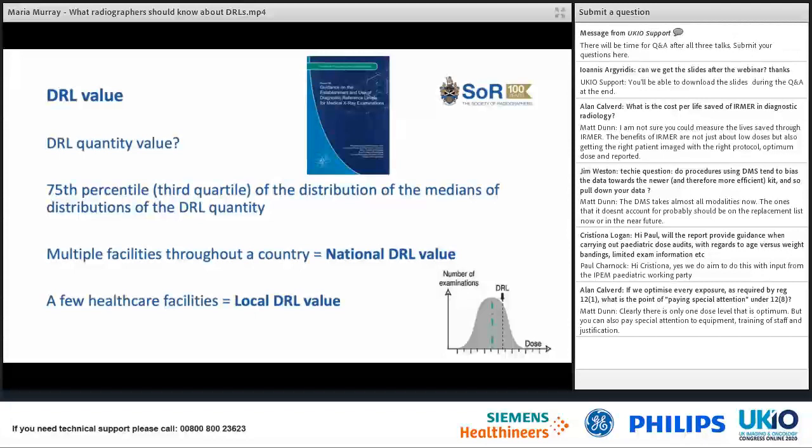So really, when you talk about exposing your patients, you want the dose that you give to generally be below that third quartile, quite simply. But sometimes your exposure might be above that third quartile, and that's okay if there's a particular reason for it. Remember, good optimization is trying to keep the dose down, but still producing a quality image to be able to answer the question. Multiple facilities give you a national DRL, and just a few facilities will give you the local DRL. So perhaps you work in a trust of several hospitals, that'll be your local DRL. And for doses that are consistently above the third quartile, it's important that you note these, report them, and that an investigation with your medical physics expert is undertaken, because that should not be happening.